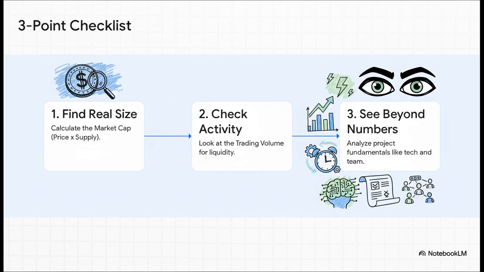So, let's wrap this all up with a simple checklist you can use. Number 1, always look past the price tag and find the true size using market cap. Number 2, check the project's pulse, its activity level, with trading volume. And number 3, always look beyond the numbers to the fundamentals of the project itself. If you can do that, you'll be evaluating crypto projects with a much sharper and much more realistic perspective.